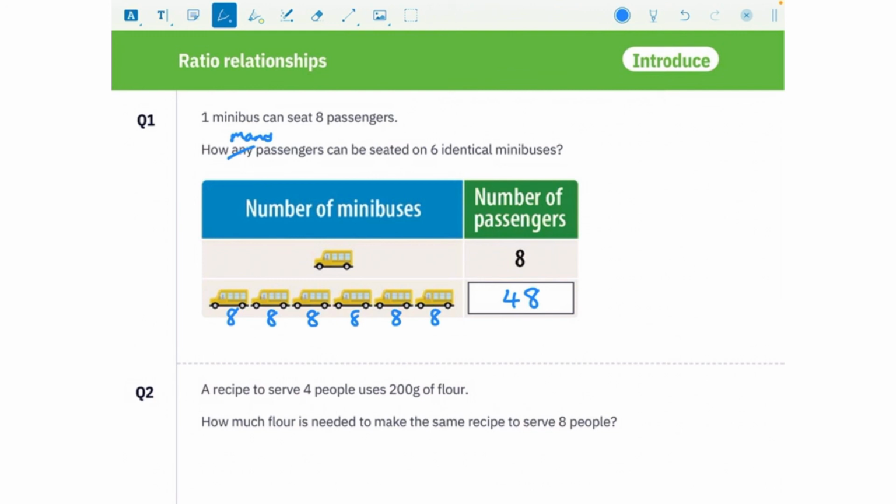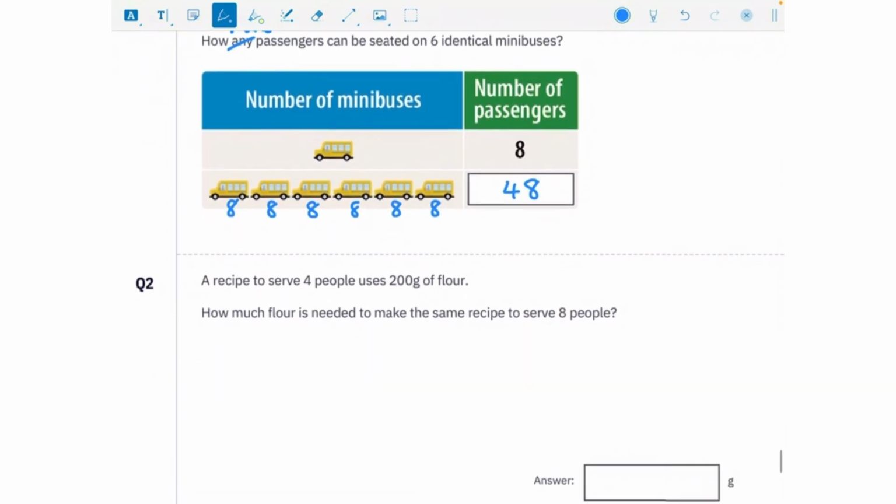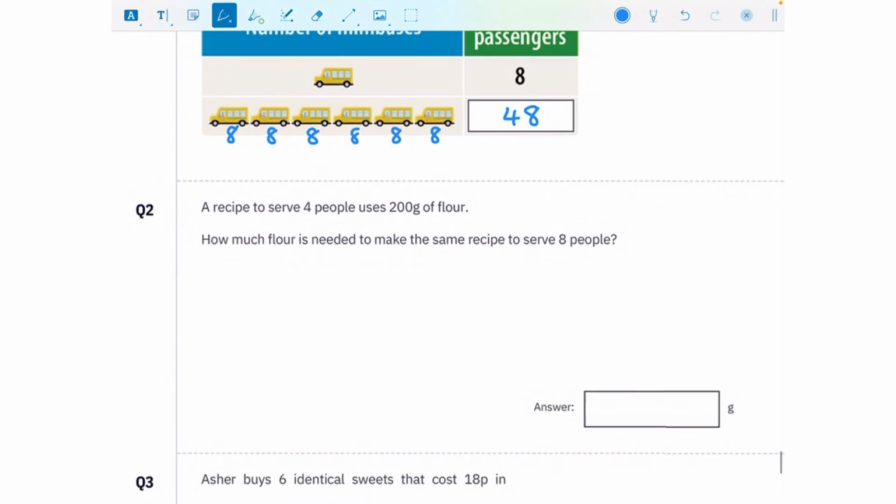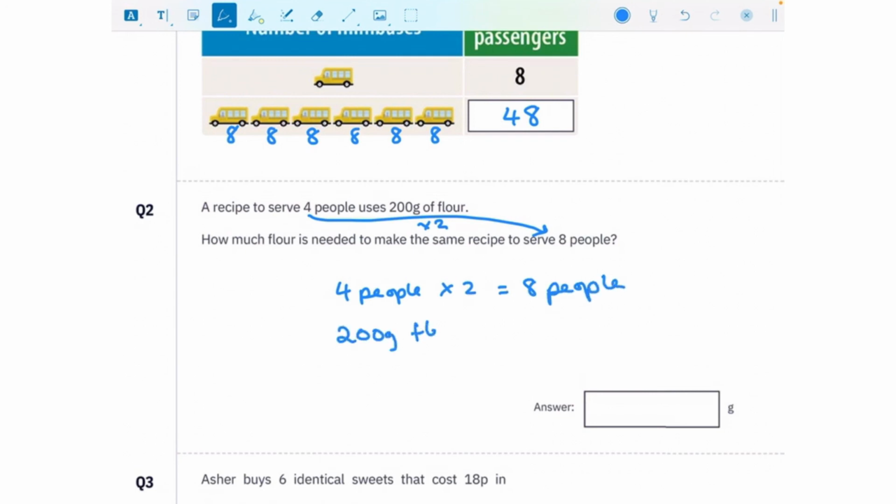Question number 2. A recipe to serve 4 people uses 200 grams of flour. How much flour is needed to make the same recipe to serve 8 people? So if we have twice as many people, we're going to need to multiply our recipe by 2 as well. So we're going to do 4 people times 2 equals 8 people. So then we also need to do 200 grams of flour times 2, which is 400 grams.